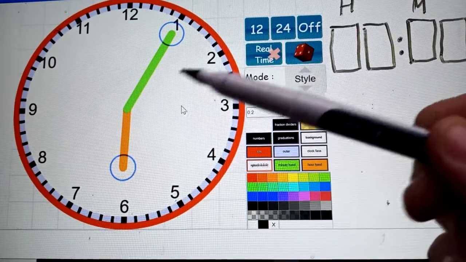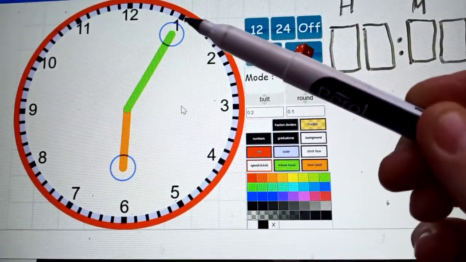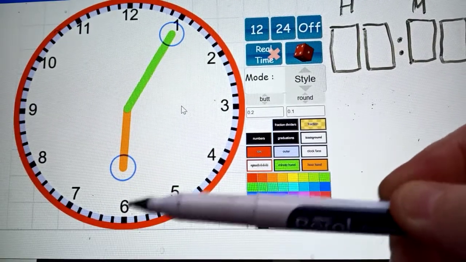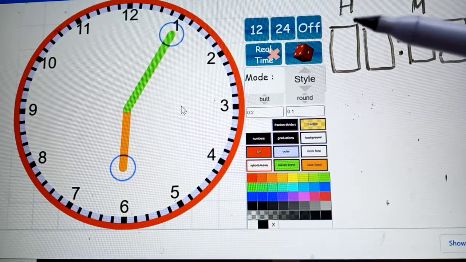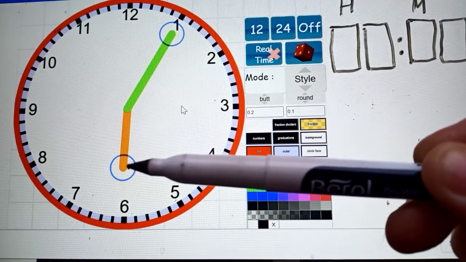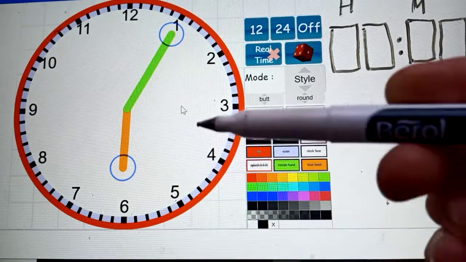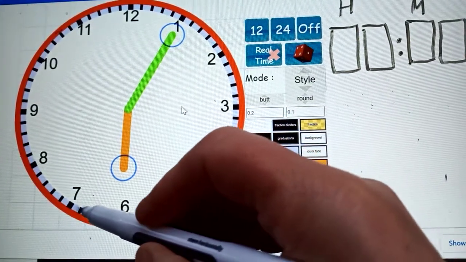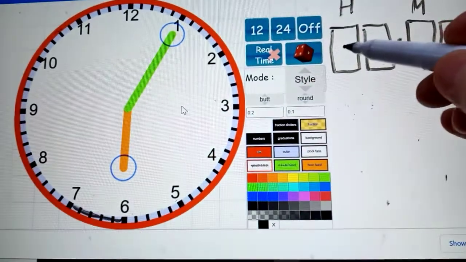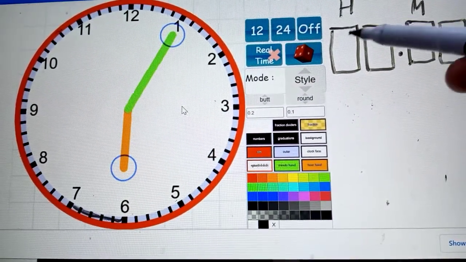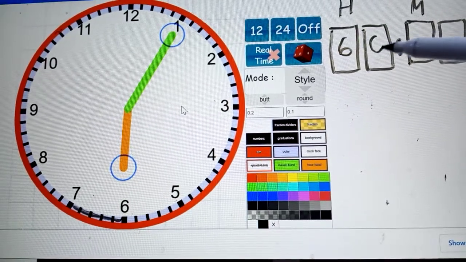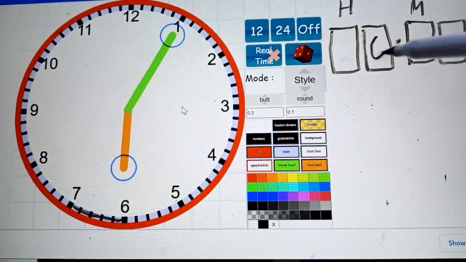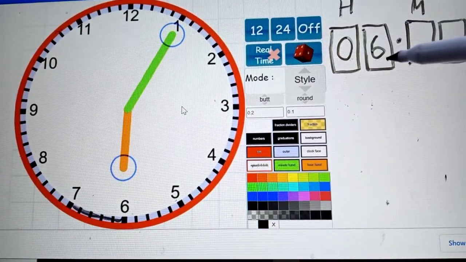So my analog clock says 5 minutes past 6. But when I come to write it here, I start with my hour. What hour is it? Is it in 5's kingdom, 6's kingdom, or 7's kingdom? It's in 6's kingdom. Do I write my 6 there or my 6 there? Would I write that? No, that's a 60. I would write that, wouldn't I? That's a 6.